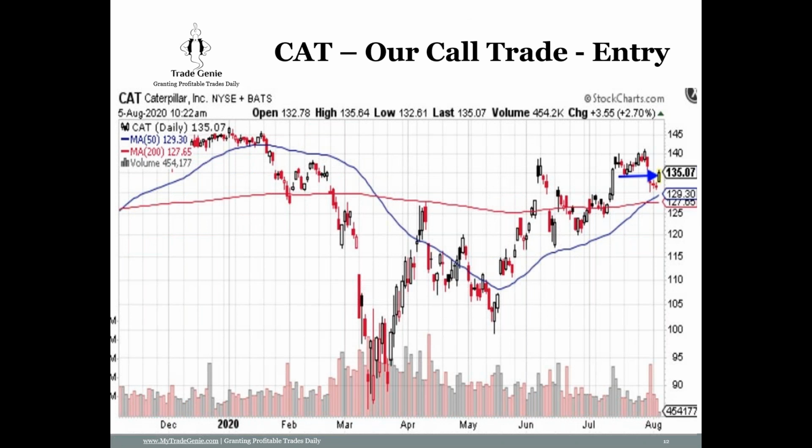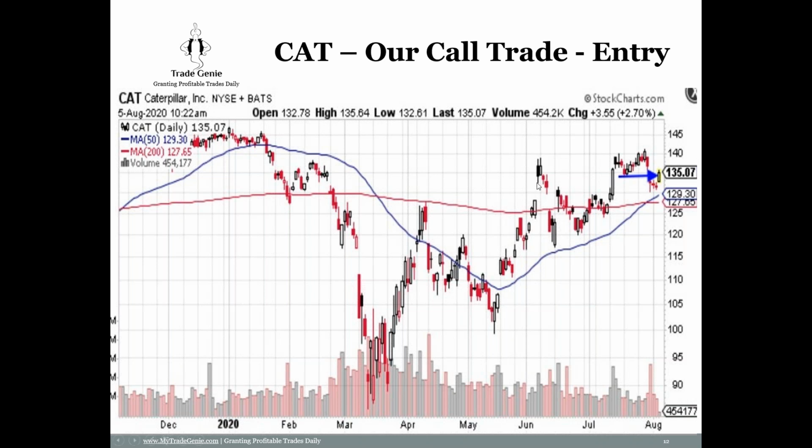This one is Caterpillar. When Caterpillar is going up, you have to see what is happening. Technology stocks may be coming down. Maybe Caterpillar is going up, maybe John Deere is also going up, maybe CMI is going up. So the construction stocks are going up.